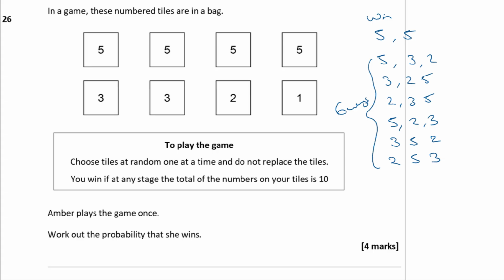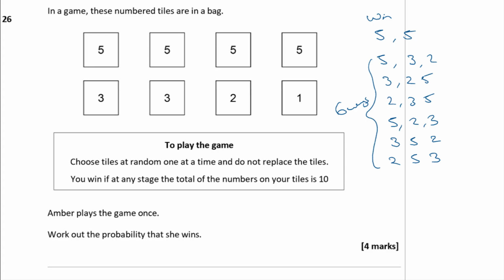Now, is there any other way of winning? No. If you pick a 1, you can't win, can you? You can't get 10. You're just going to go past it. If I pick a 1 at any point, then picking the 5s would make me jump past 10, missing it, and I'd go to 11 or something. So I don't think there's another way of doing it. I think they're the only ways.